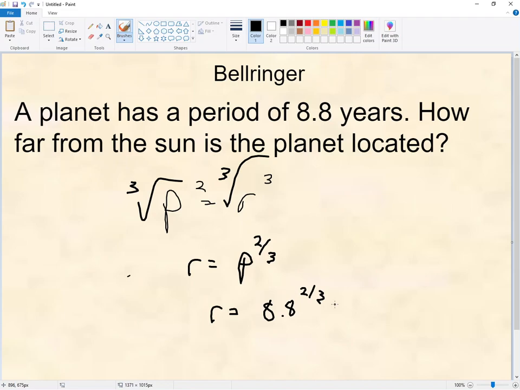8.8 to the 2/3 power gives me approximately 4.3. Because this is r, this is AU, so 4.3 AU. So this would be a planet. If a planet had a period of 8.8 years, so it took 8.8 years to go around the sun one time, its distance would be about 4.3 AU, which is about 4.3 times further away from the sun than Earth is. Which at least makes a common sense check, because if the period's longer, we know it has to be further away.